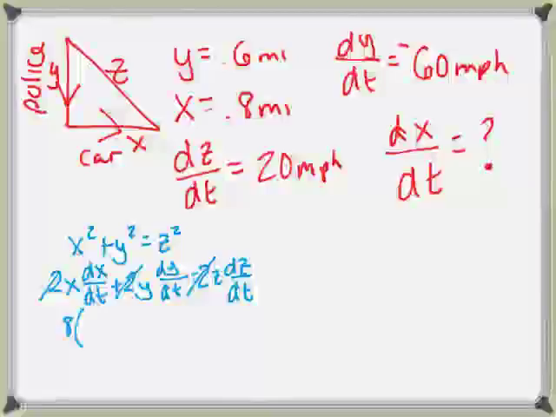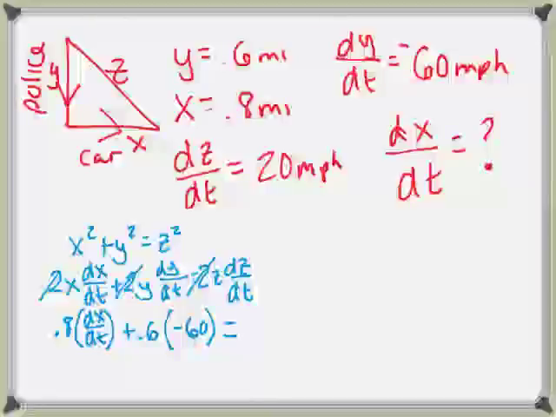dx/dt we don't know. Y is 0.6. dy/dt is negative 60. Z is, we don't know Z. And we need to know it. So how can we figure out what Z is? Pythagorean. We can just plug it into that original equation, our original Pythagorean theorem equation.